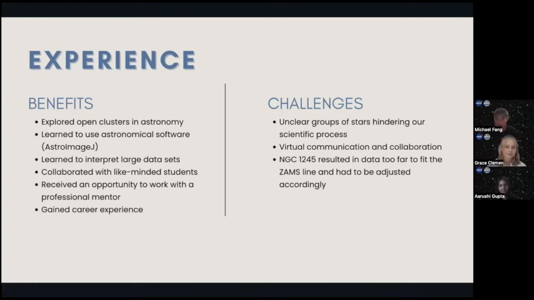And the last thing is we gained career experience. Many of us have sort of honed in our decision on whether or not we're going to pursue a career in astronomy, and NASA has definitely helped us make that decision.